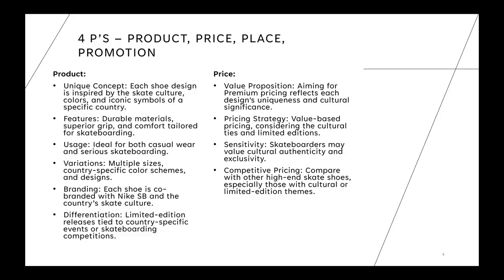All right, to get started with the four Ps, we're going to be going over the product, price, place, and promotion. So first and foremost, product. So this is obviously a unique concept. Each shoe can have its design and be unique to the country of origin that it's actually coming from. It should have features such as the durable materials and just higher class features that Nike is known for. The usage for it is what Nike SB is already very proficient at, just that casual wear and serious skateboarding. It's the best of both worlds.